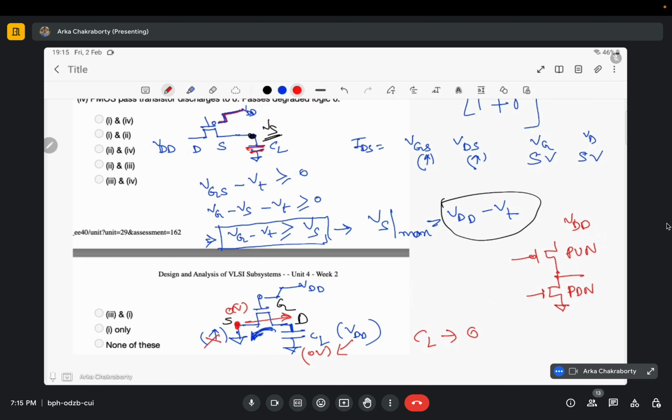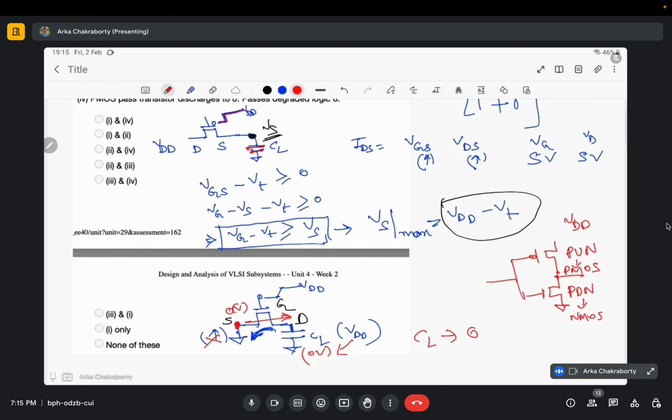Okay, but my NMOS circuit can pull down to ground, but it cannot pull up to VDD. It can only pull up to VDD minus VTN. That's why for pull down networks we use NMOS, and for pull up networks we use PMOS.